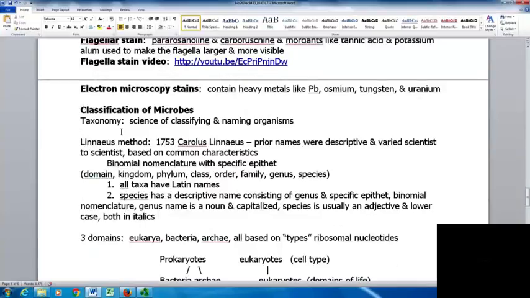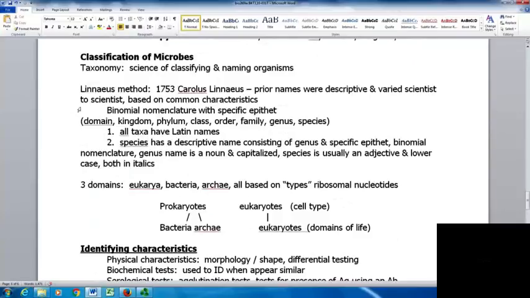So microbes also have their own form of classification. Taxonomy is the science of classifying and naming organisms. We're going to use a form of the Linnaeus method. This was developed in 1753 by Carolus Linnaeus. His contribution was important because prior names were descriptive and varied from scientist to scientist. At least with the Linnaeus method, the naming was based on some common characteristics.